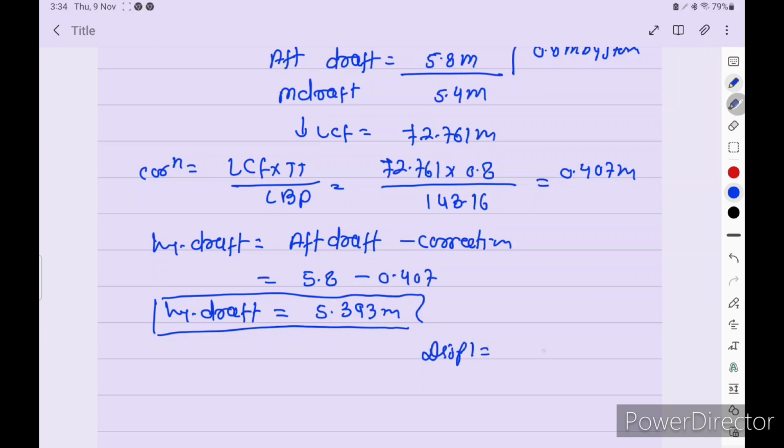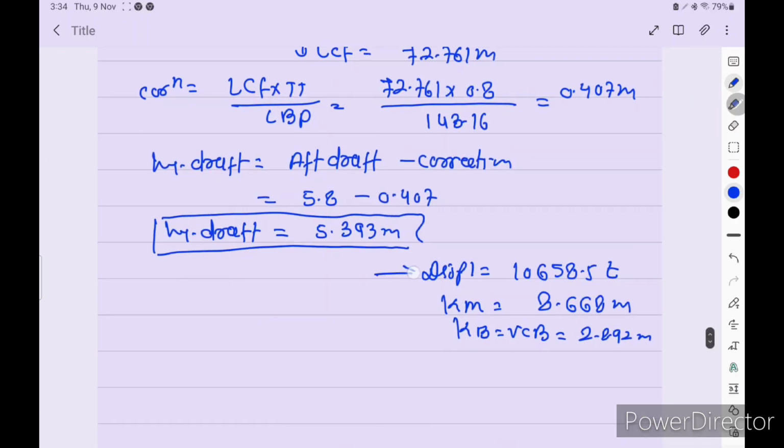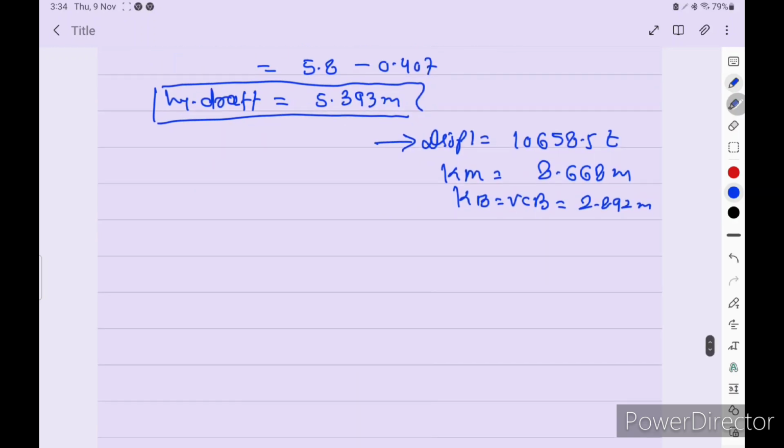displacement in seawater 10658.5 tons, KM 8.668 meter, KB is equal to VCB is equal to 2.892 meters. So we find three things, but this displacement is in seawater, and we need to account for the density 1.005. So we need to convert for this density.